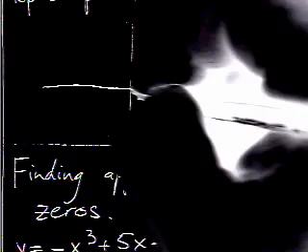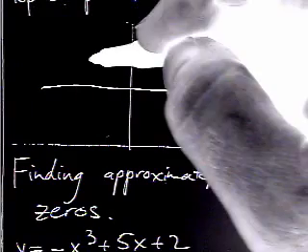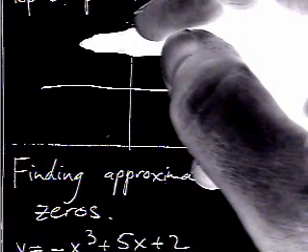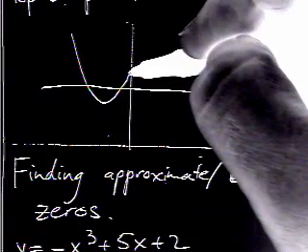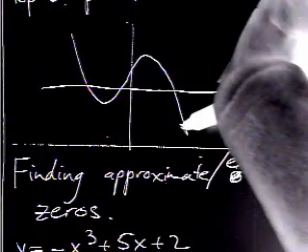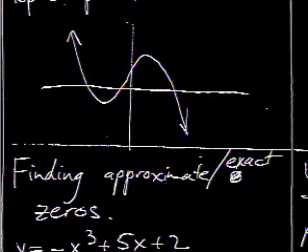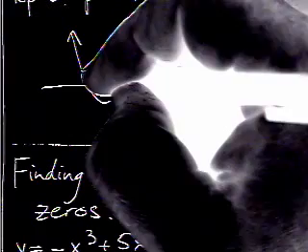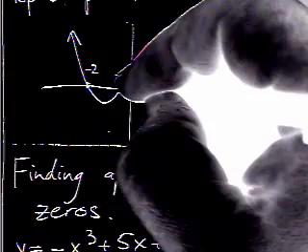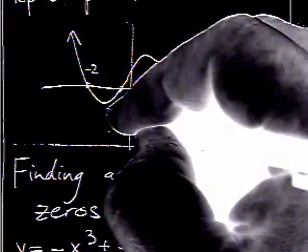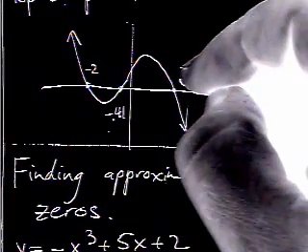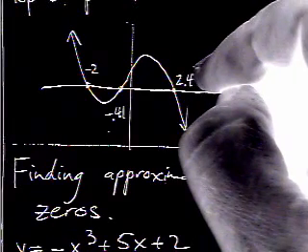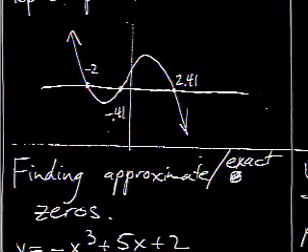We had a picture. Looks something like this. This was negative 2. This was negative 0.41. And this is 2.41. Those were the zeros.